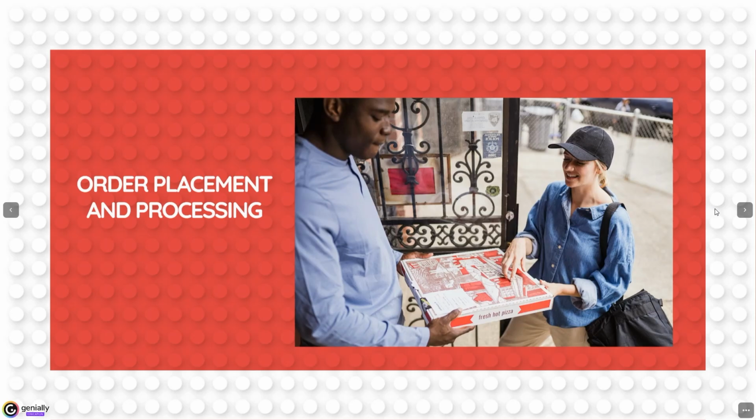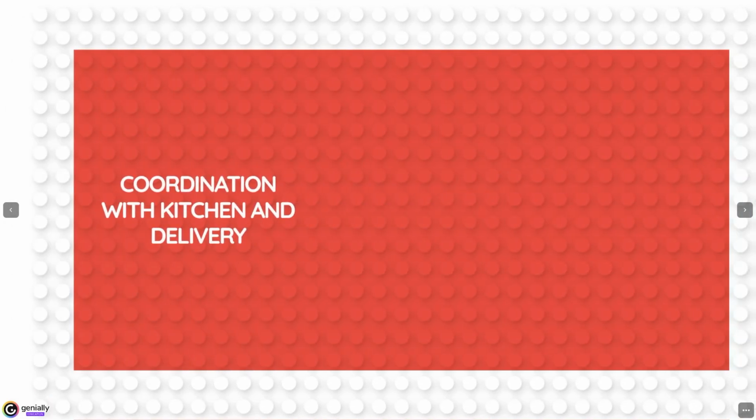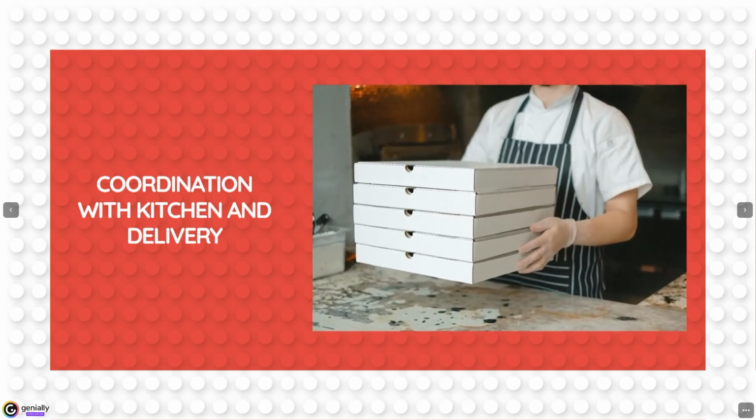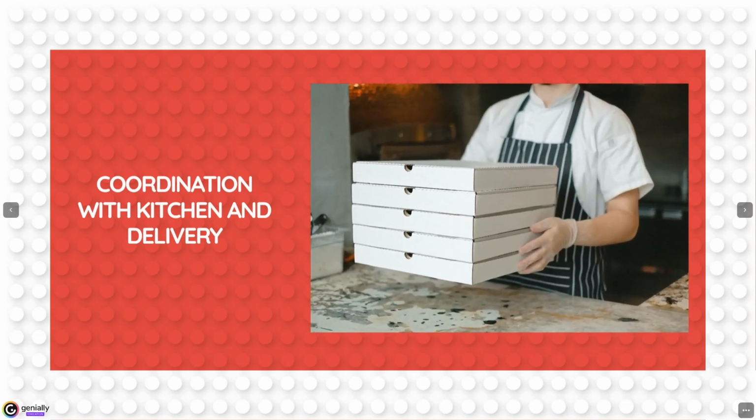Next one is coordination with kitchen and delivery. With payment confirmed, the order service sent details to the kitchen service to prepare Emma's pizza. Simultaneously, it informed the delivery service, which assigned the order to Joe, a delivery driver.